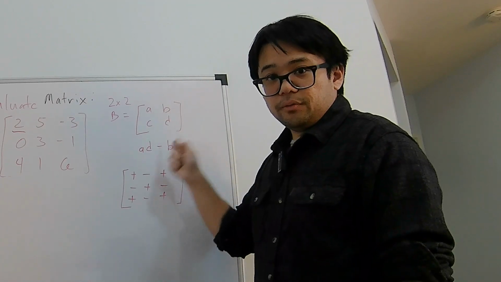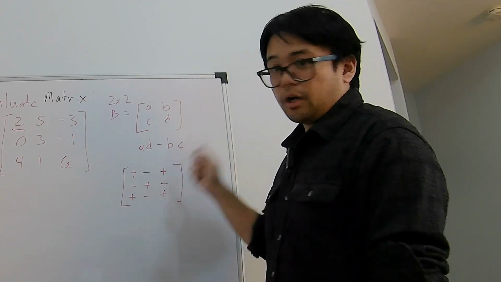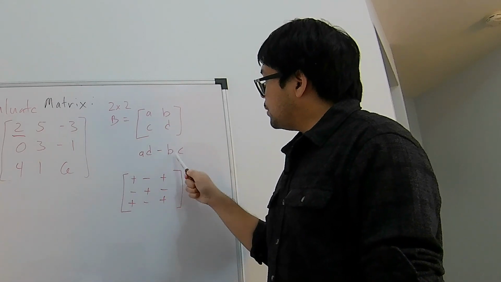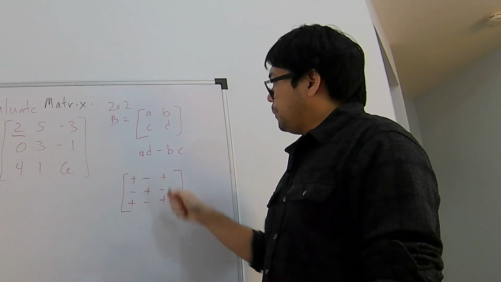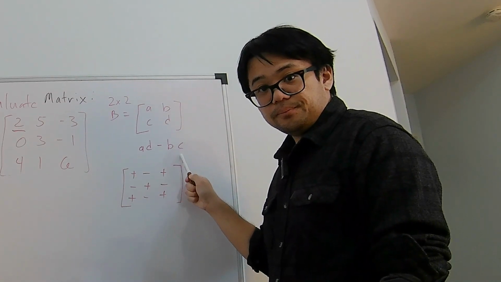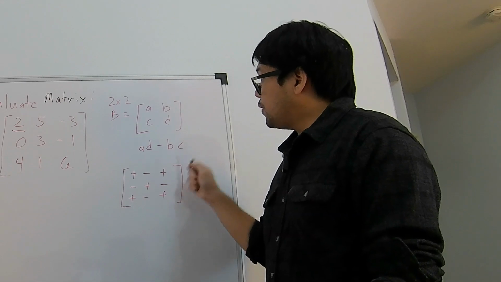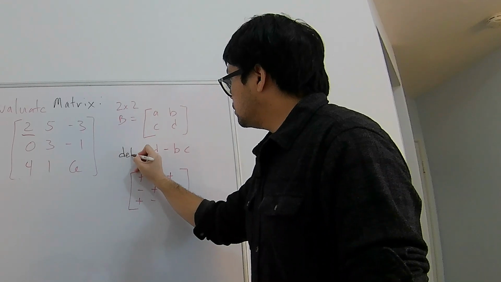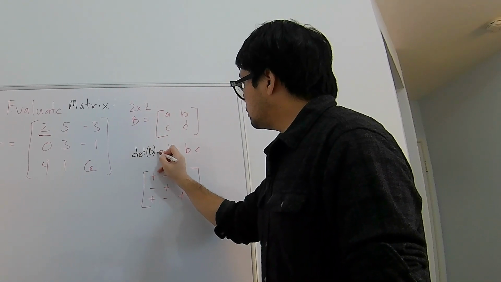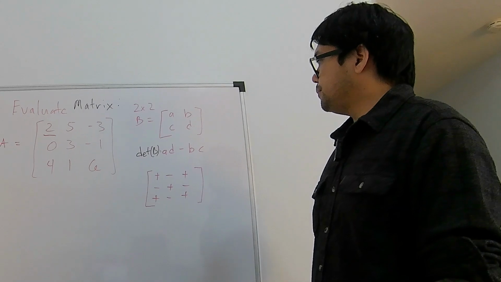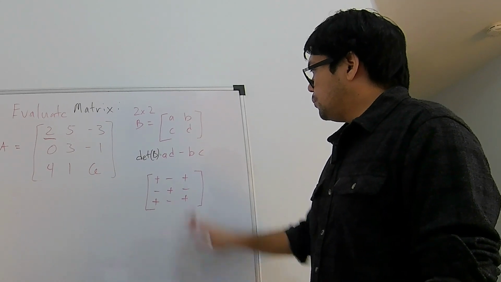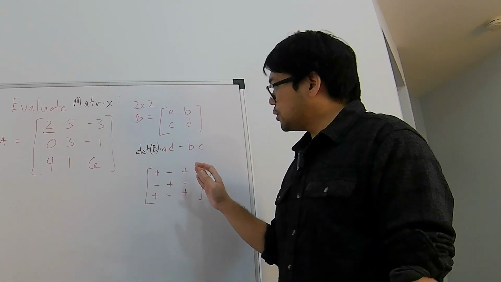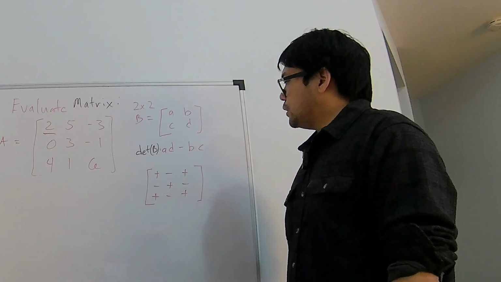So to find the determinant of this, we're going to have to do an operation. A times D, minus B times C. And so we do this operation here, and we find the determinant of B. So this is equal to the determinant of B, AD minus BC. And so that's the determinant of a 2 by 2 matrix. After you evaluate this expression, you will find the determinant of the matrix B.